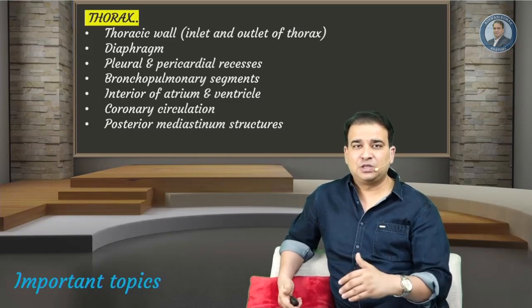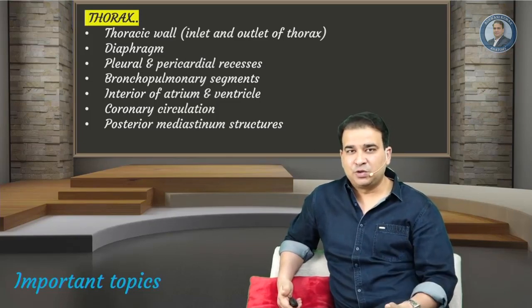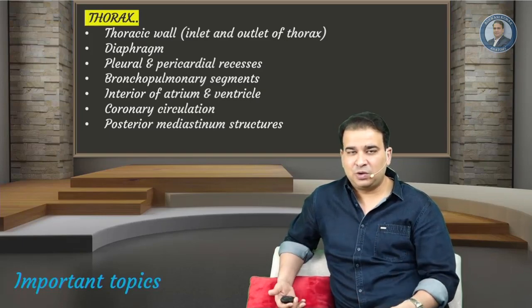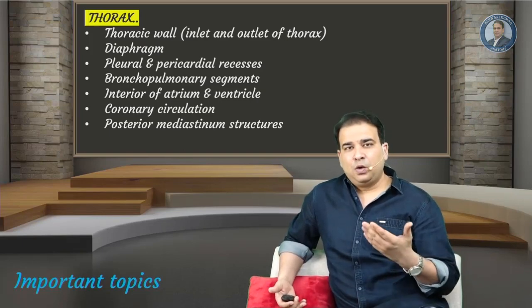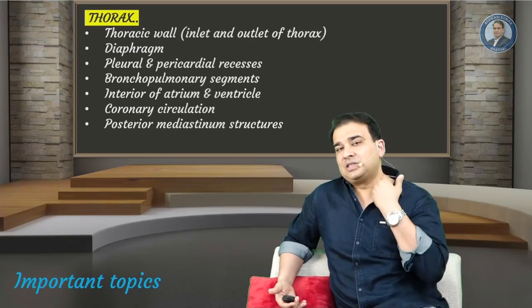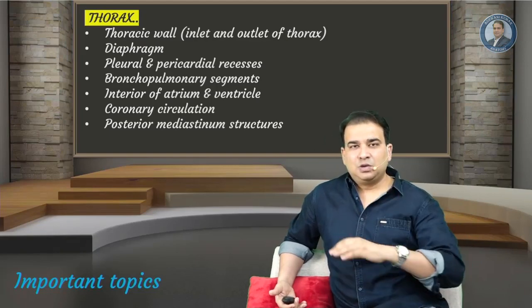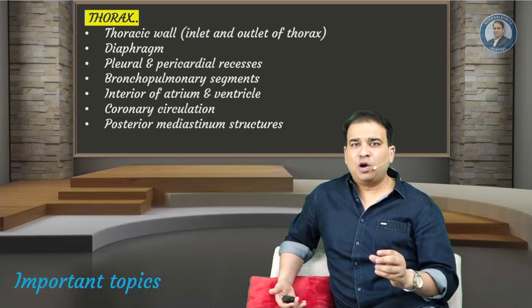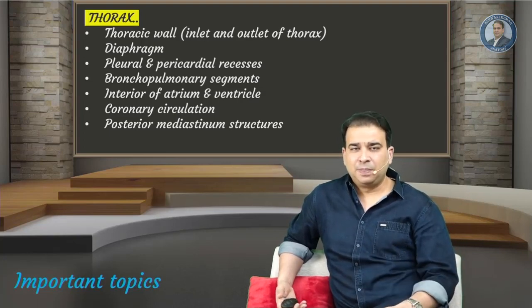At what level does it deviate to the left side? What are the tributaries of the thoracic duct? What are the regions drained by the thoracic duct? Different levels where it is formed, how it enters the thoracic wall, level of deviation, up to which cervical vertebra it reaches. So again, it's a very small topic, but a repeatedly asked topic.